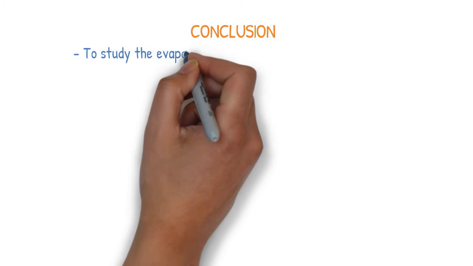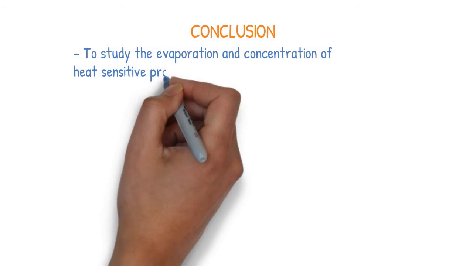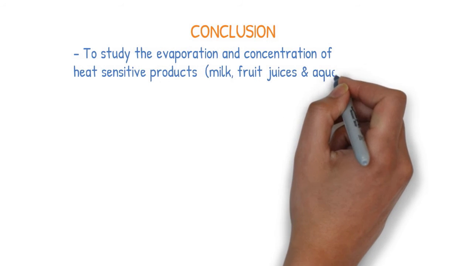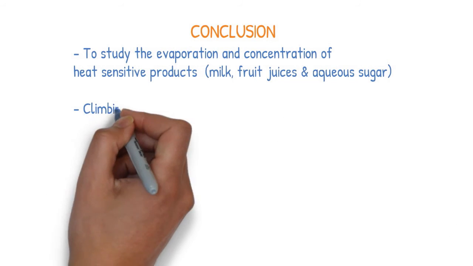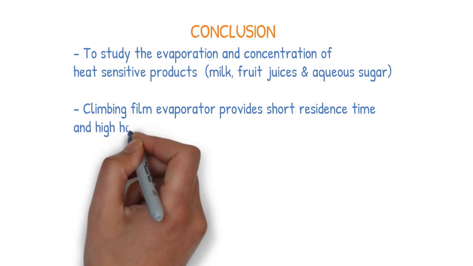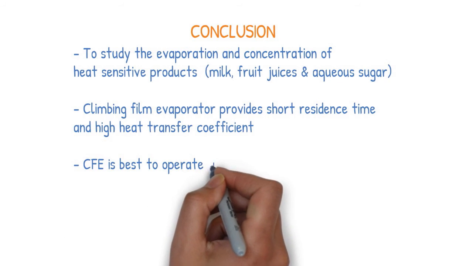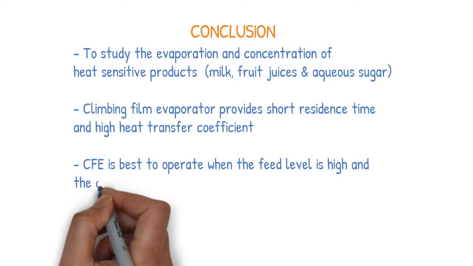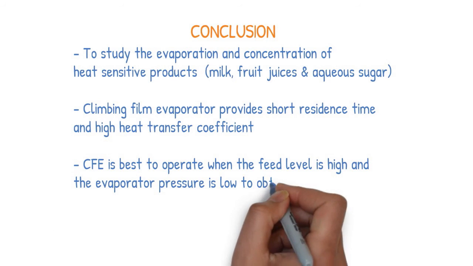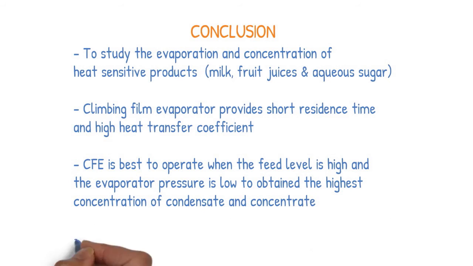In conclusion, the climbing film evaporator is used to study the evaporation of heat-sensitive products such as milk, fruit juices, and aqueous sugar. The climbing film evaporator provides a shorter time for the feed to evaporate and a high heat transfer coefficient. Based on the results obtained, the climbing film evaporator is best operated when the feed level is high and when the evaporator pressure is low to obtain the highest concentration of condensate and concentrate.